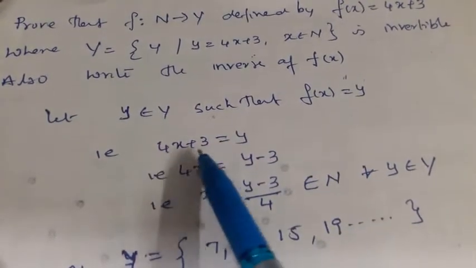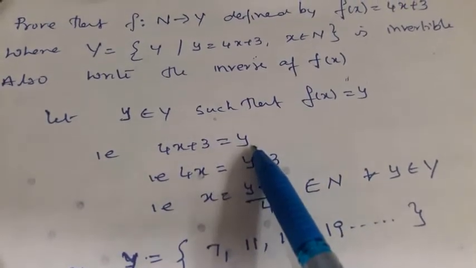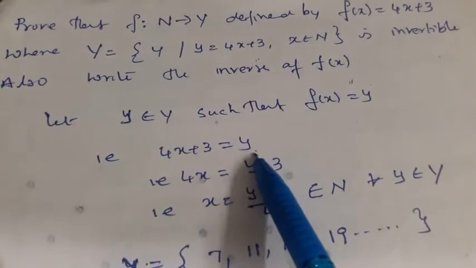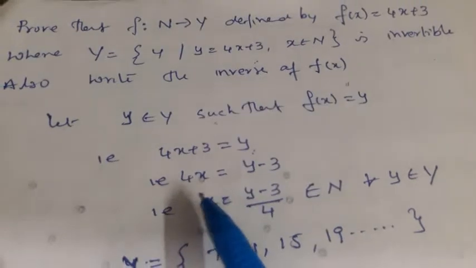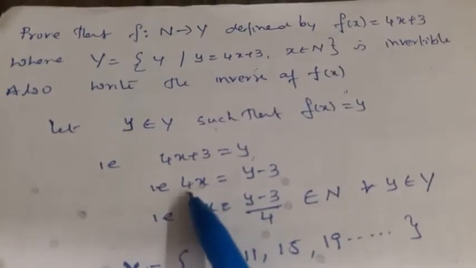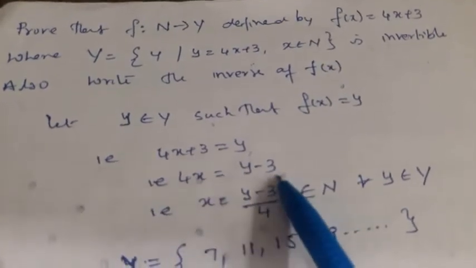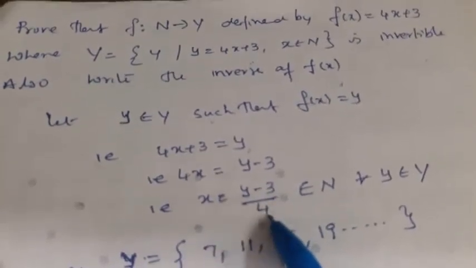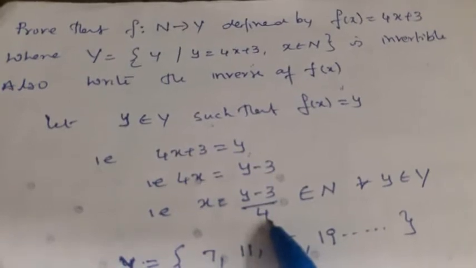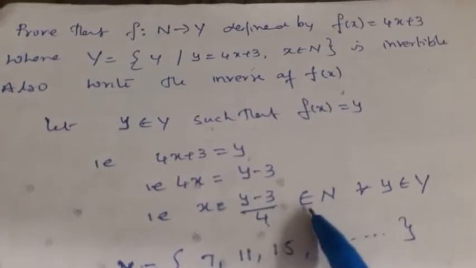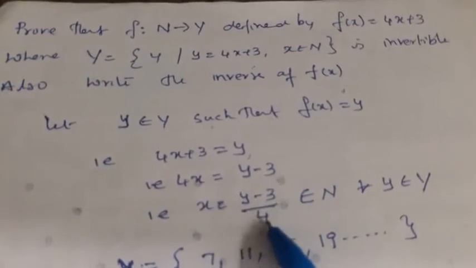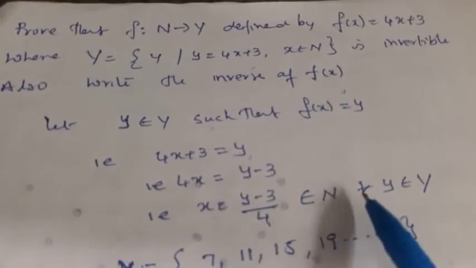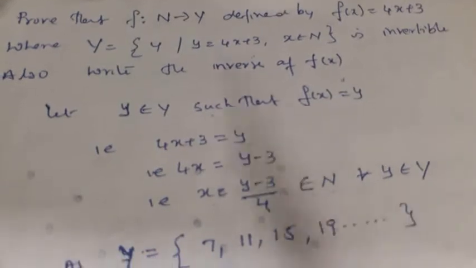F of x equal to 4x plus 3, so 4x plus 3 is equal to y. By using this equation you have to get the value of x. In this problem it is very easy to get the value of x. 4x is equal to y minus 3, and x is equal to (y minus 3) divided by 4, which is in the domain of the function. This element (y minus 3) by 4 definitely belongs to N for all y belongs to Y.